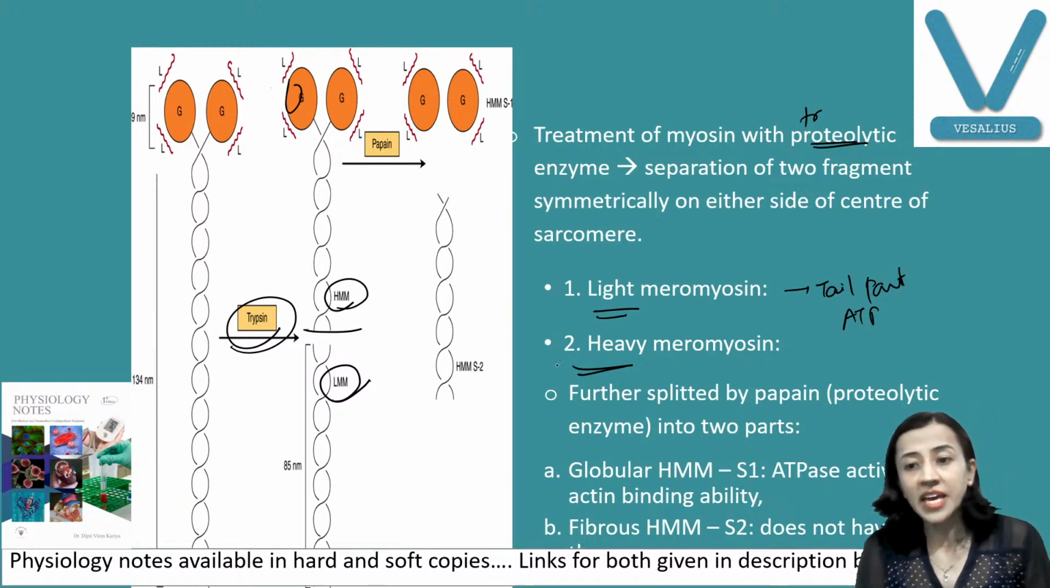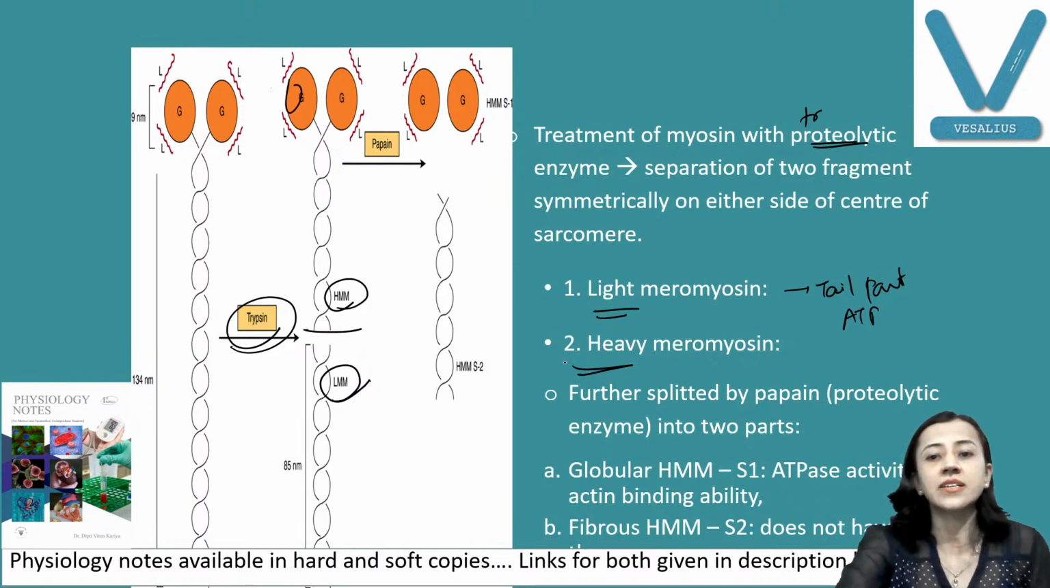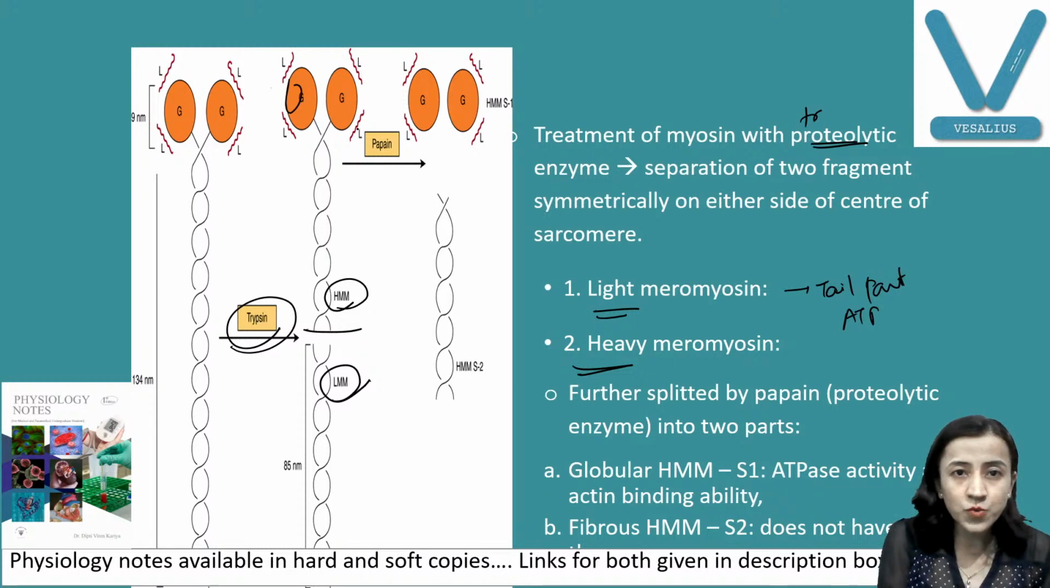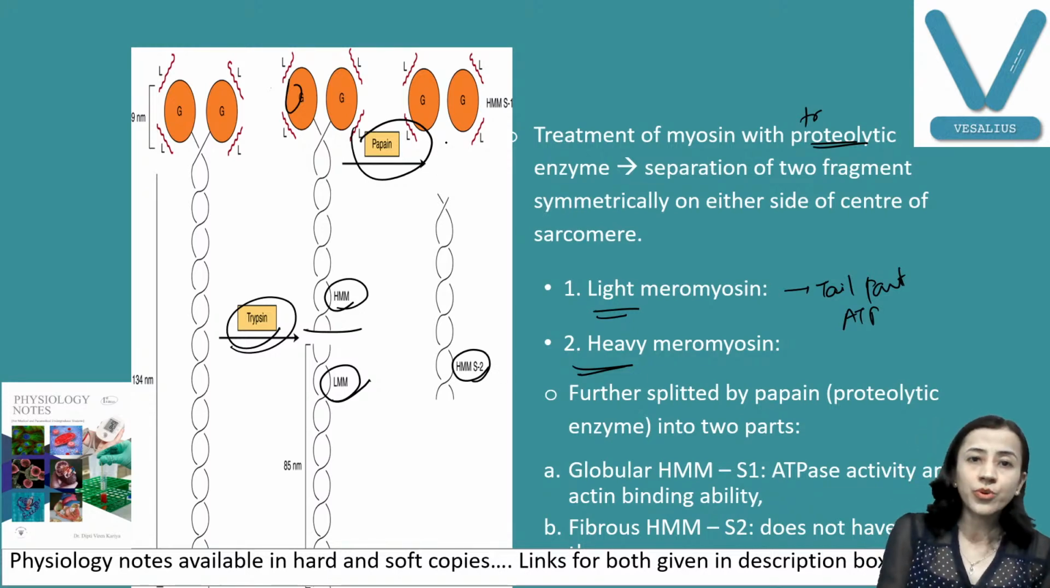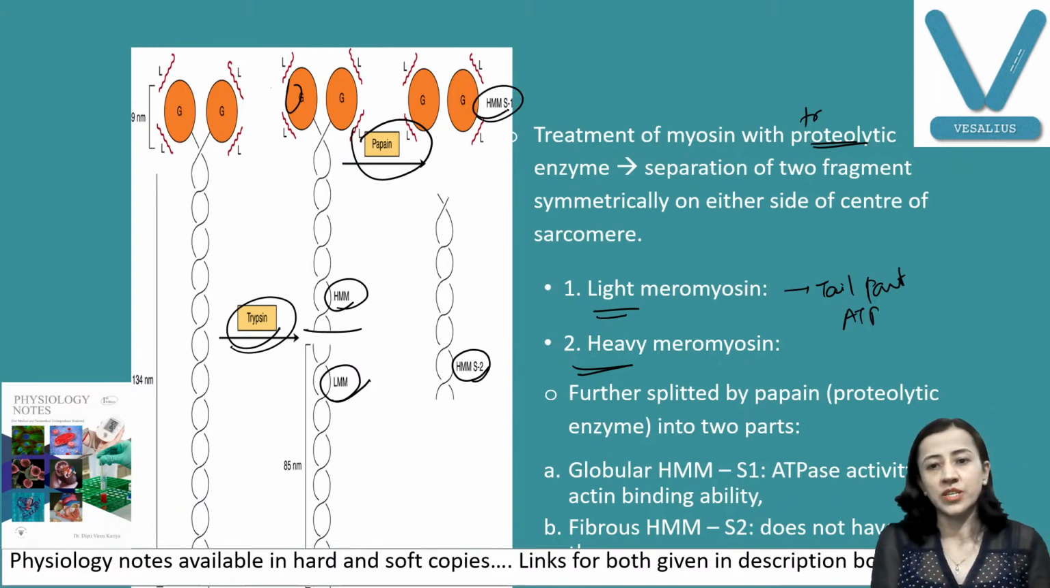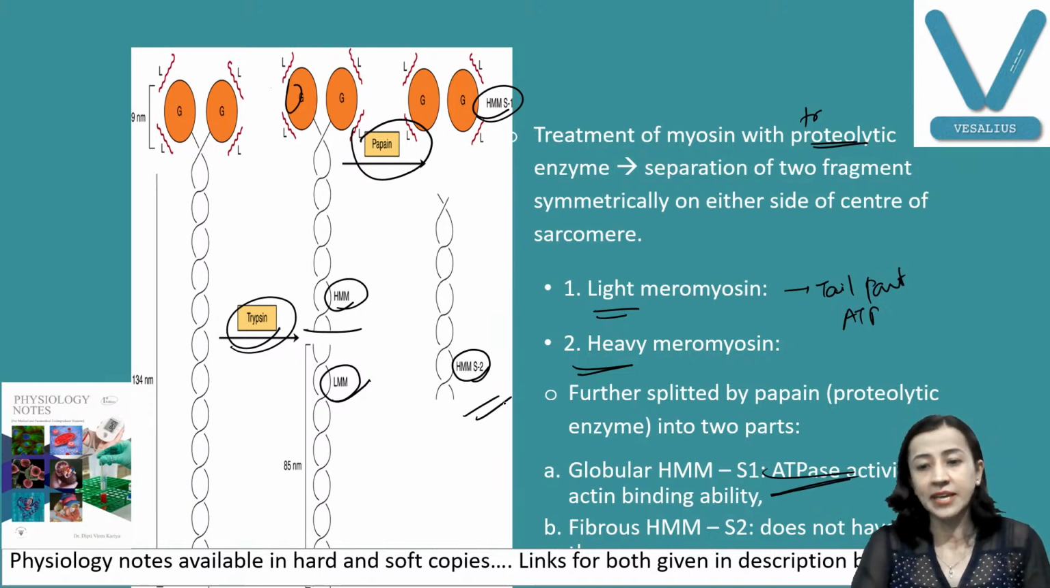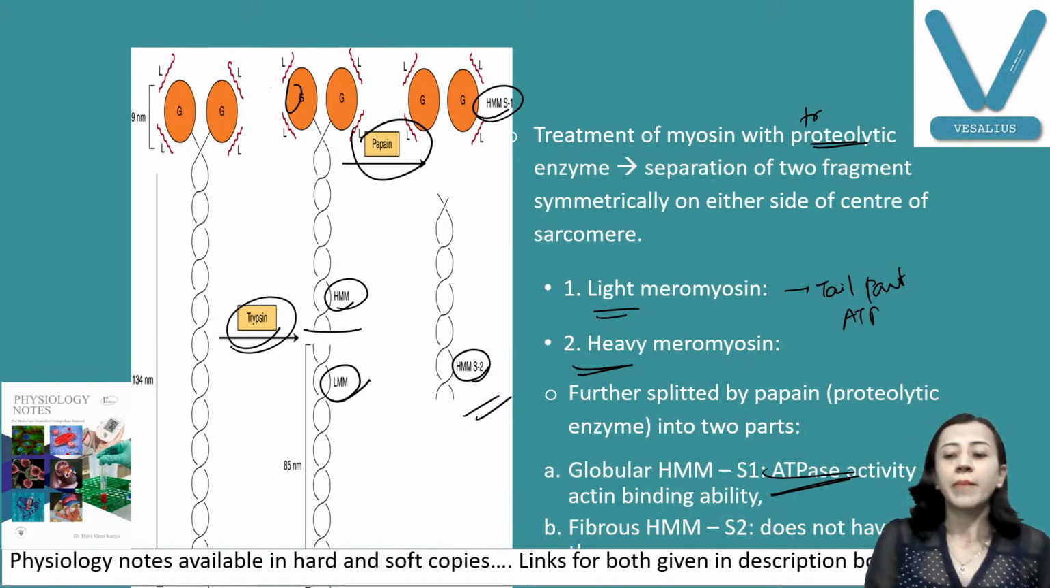Now this heavy meromyosin is again split by papain. You can see here this one. So it is again divided into two parts, that is fibrous and globular. Fibrous heavy meromyosin is S2, and globular heavy meromyosin is S1. This globular part has ATPase activity, but this fibrous part doesn't have any ATPase activity. So this is all about your myosin molecule.